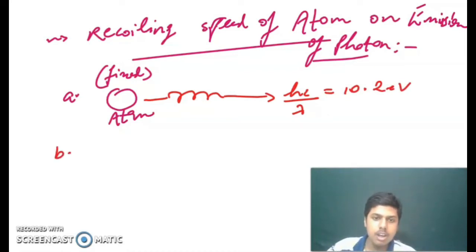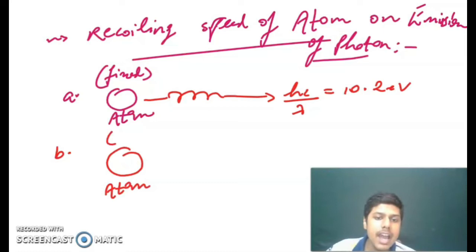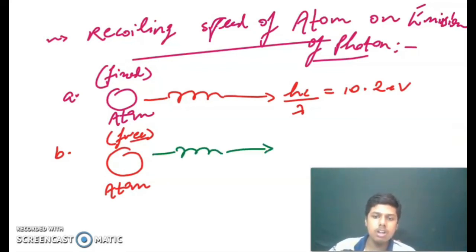Now second case, where let us take this atom, but this time let us take this atom to be free. It is not fixed here. In this case we have taken this atom to be free. Now here also the electron is emitted with hc over lambda dash. Let us take the wavelength here to be lambda dash.